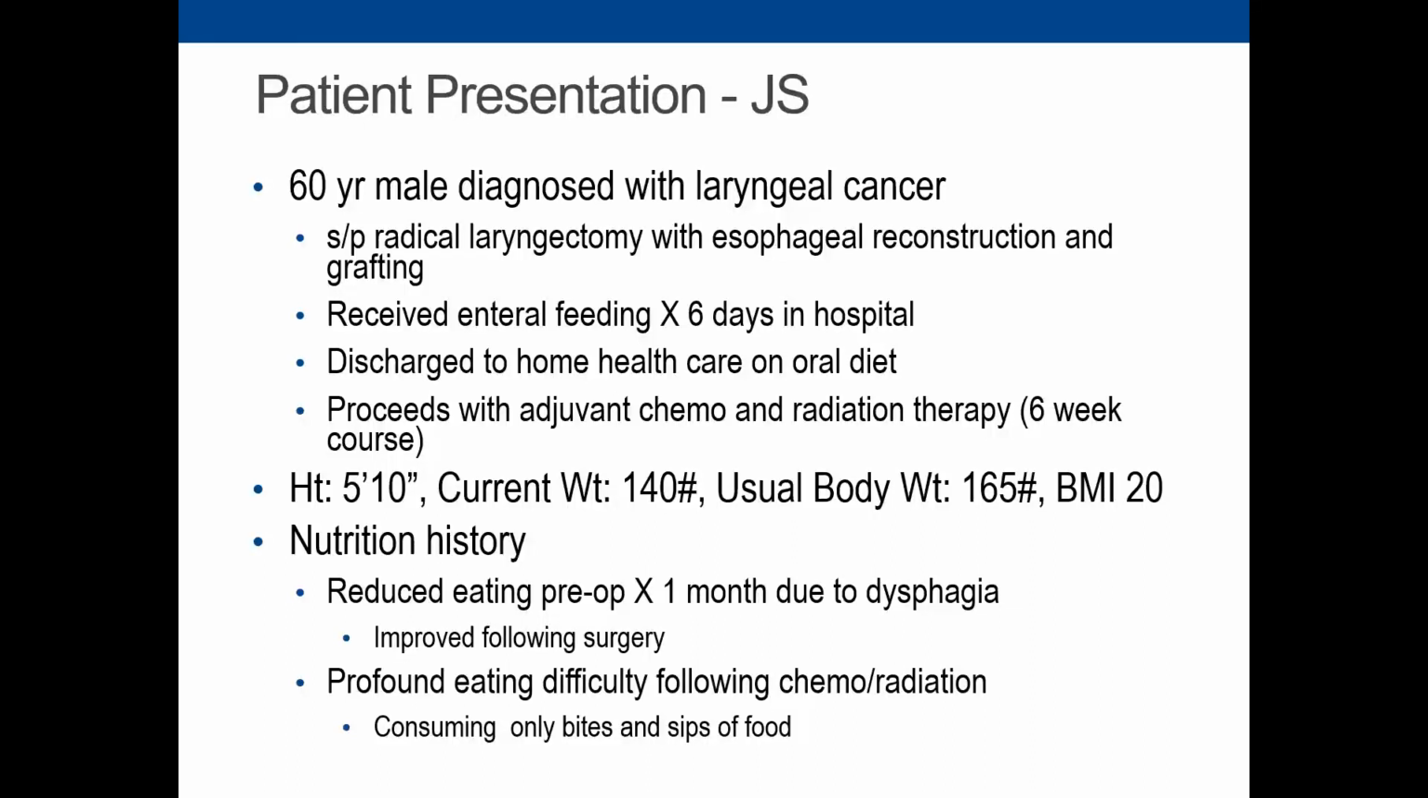And subsequent to his procedure, and once he healed, he proceeded with adjuvant chemo and radiation therapy, which was a 6-week course. He developed remarkable problems with dysphagia and poor eating in that 6-week course, as you see on the bottom of the slide. He was having some difficulty before his surgery, before his diagnosis, but it had improved. But really, his problems profoundly started when he underwent his chemo and radiation. You can see his height, his current weight when we saw him was 140, and then his usual body weight before all of this began was 165 pounds.